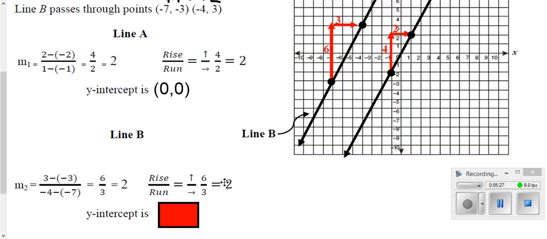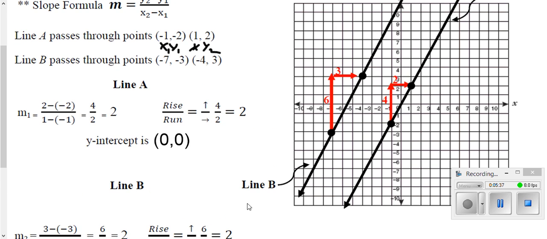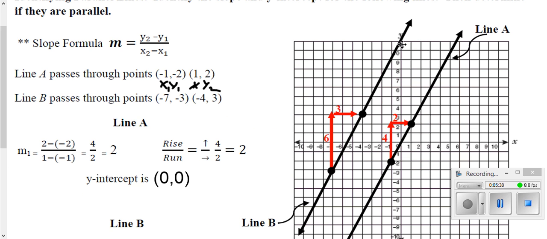We can also see it with the rise and run method. The rise 6 over the run 3, 6 over 3, again is 2. And the y-intercept of this one, well, it's way up here. Looks like at positive 11. They're definitely different, huh? 0 and 11.